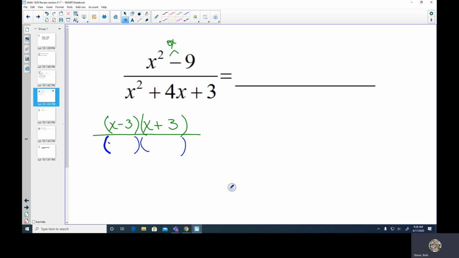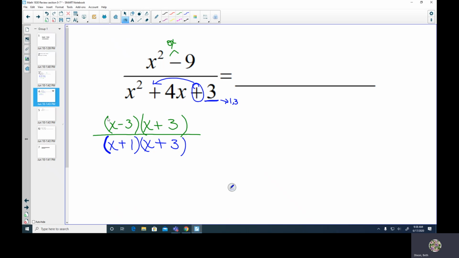The leading coefficient is x, so I can write that as x and x. The last term is 3. Things that multiply to be 3 are 1 and 3. So that has to be a 1. That has to be a 3. The last term is positive, so both signs are the same as the middle. So that means you get a plus and a plus. If that's the case, then that should work.